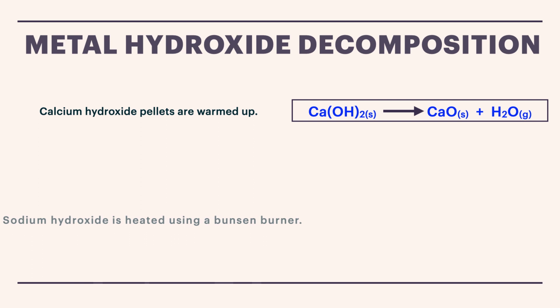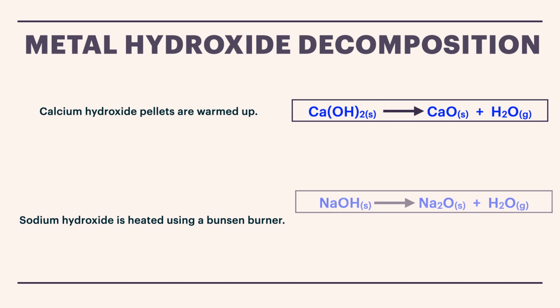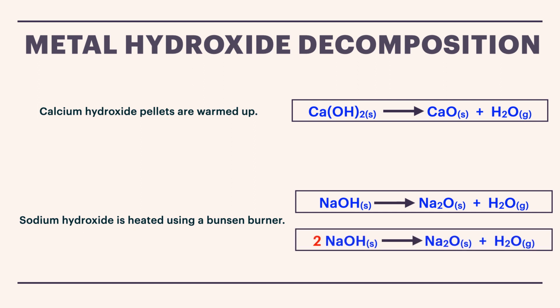And a final example, if I take some sodium hydroxide pellets and warm them up, they will decompose. Sodium is 1 plus, hydroxide is 1 minus, so I know the formula is NaOH. I will get a metal oxide, so sodium is 1 plus, oxygen is 2 minus, so Na2O, and I get water. This time, it's not balanced, and once I balance the equation, I get this.